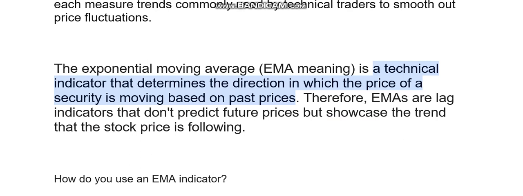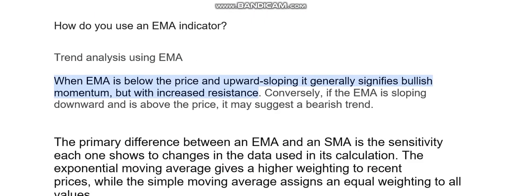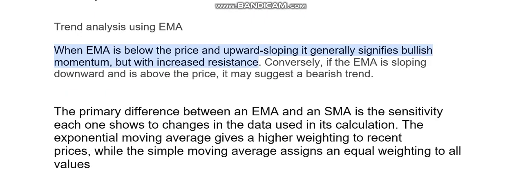How do you use an EMA indicator? Trend analysis using EMA. When EMA is below the price and upward sloping, it generally signifies bullish momentum but with increased resistance. Conversely, if the EMA is sloping downward and is above the price, it may suggest a bearish trend.